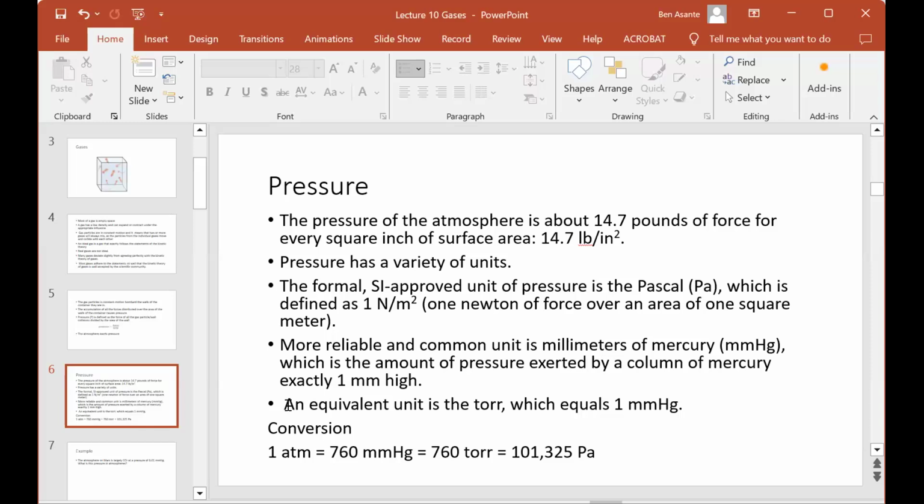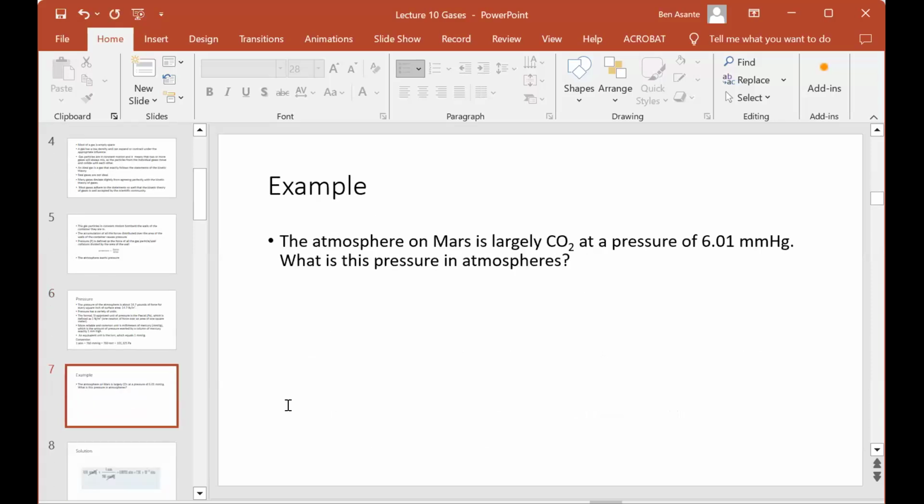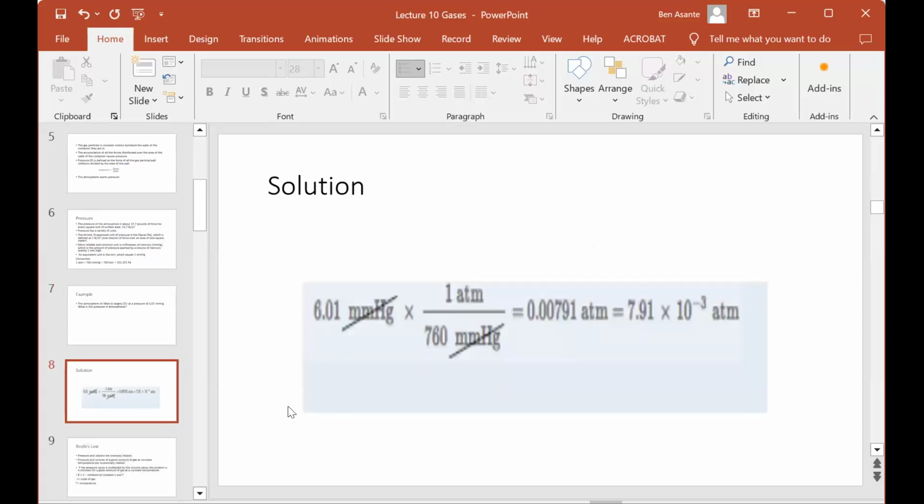Let's go through this example. The atmosphere on Mars is largely carbon dioxide at a pressure of 6.01 millimeters of mercury. What is this pressure in atmosphere? You just take the millimeters of mercury and multiply by the conversion factor. One atmosphere is 716 millimeters of mercury, which gives you 0.00791 atmosphere. And that's it. You just have the conversion factors.